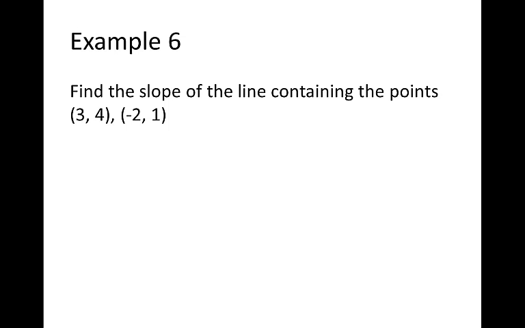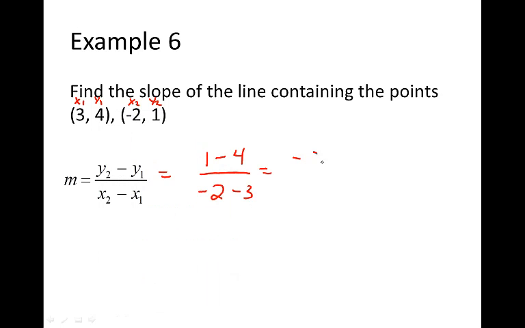Okay, find the slope of the line containing the points 3, 4, and negative 2, 1. Write your formula down, and then plug in. x1, y1, x2, y2. So 1 minus 4 divided by negative 2 minus 3. So we get negative 3 over, or plus a negative, negative 5. 2 negatives give me the positive, and I get 3/5.